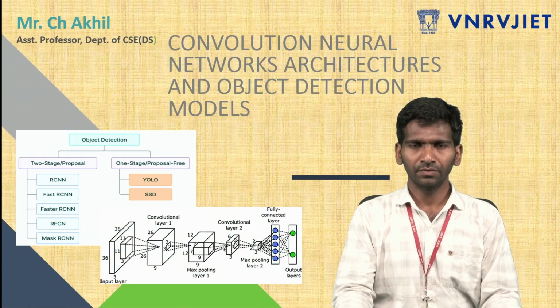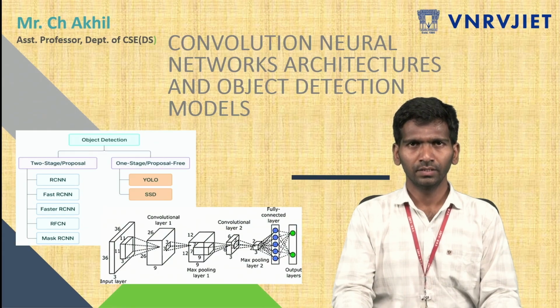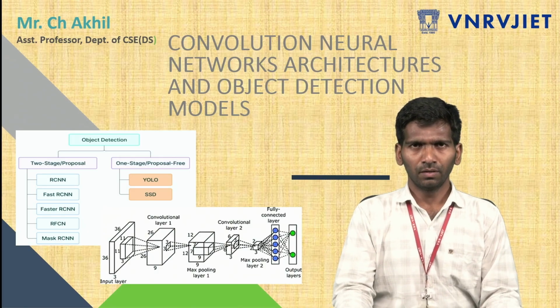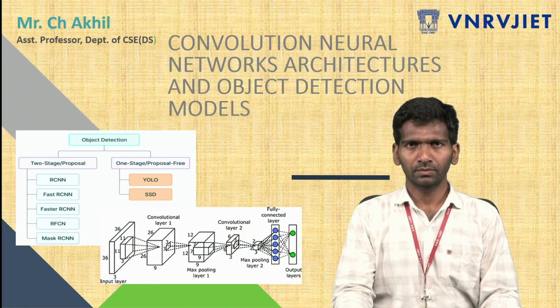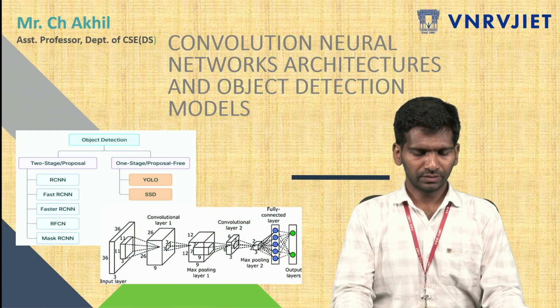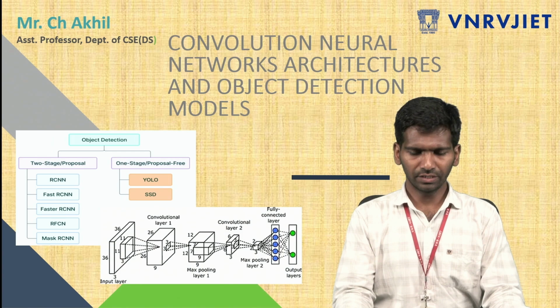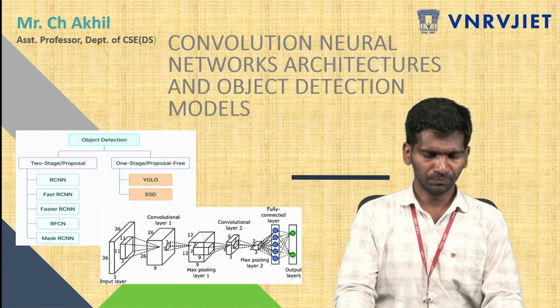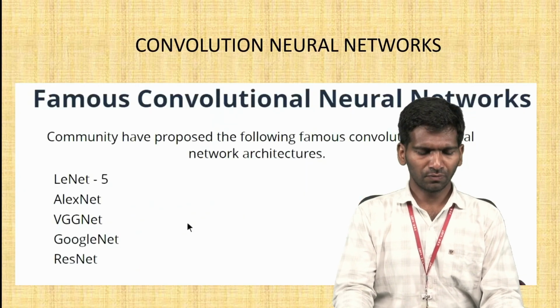In this session, we are going to see some of the CNN architectures, convolution neural network architectures, followed by object detection models of deep learning, then object detection models' measurable parameters. Okay, so now let us see the convolution neural network architectures. So how are they? They are mostly 4 to 5.